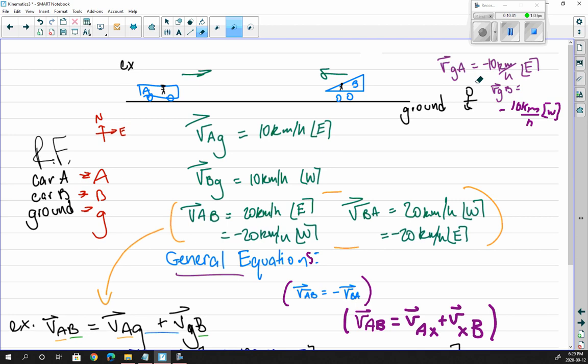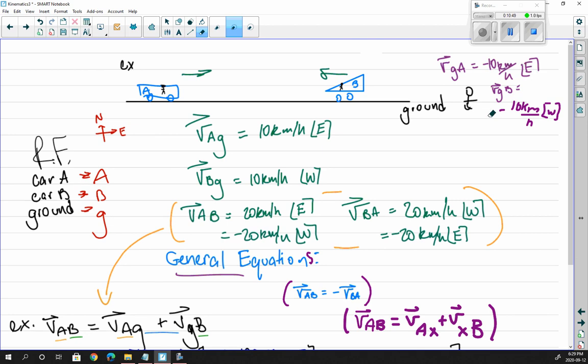Doesn't it look like they're moving backwards? Yeah, it does. So that means these two are opposites of each other. If the velocity of car A with respect to the ground is 10 kilometers per hour east, the velocity of the ground with respect to the car is negative 10 kilometers per hour east.